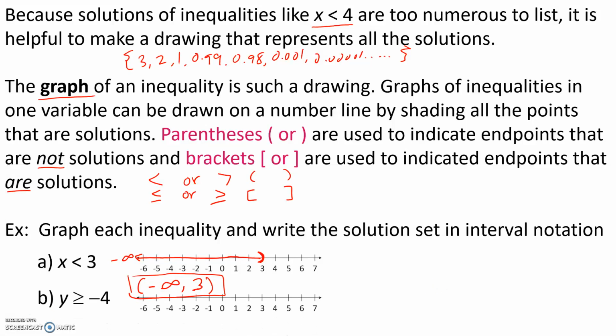Let's graph y is greater than or equal to negative 4. You want the set of all numbers that are greater than or equal to negative 4. Now in this case, we are including negative 4 in our solution because of the equal to sign, the numbers that are greater than or equal to negative 4. So in this case, we will put a bracket on negative 4.